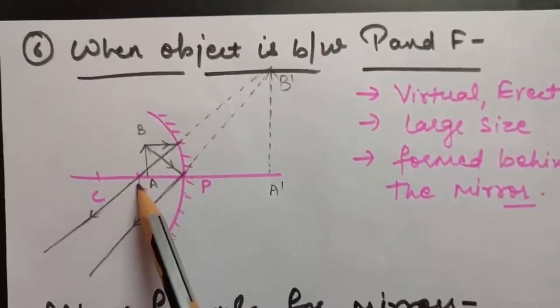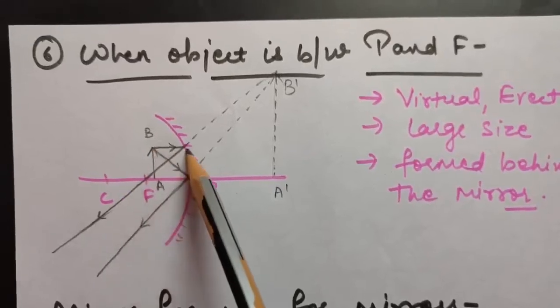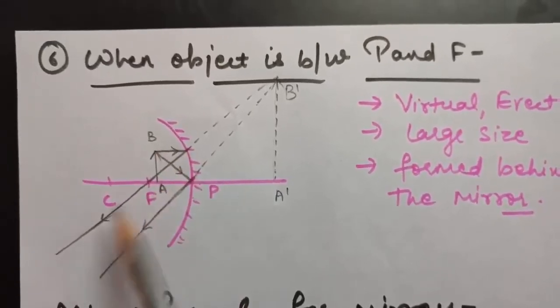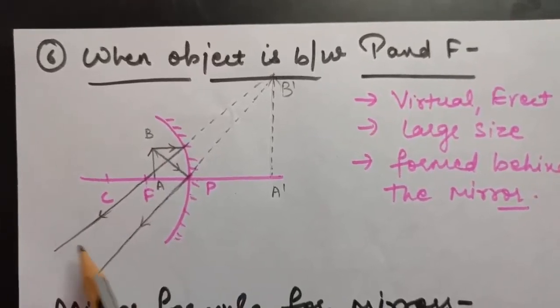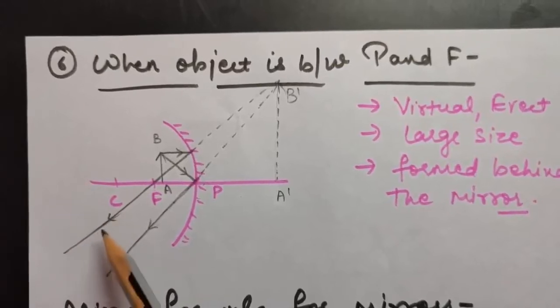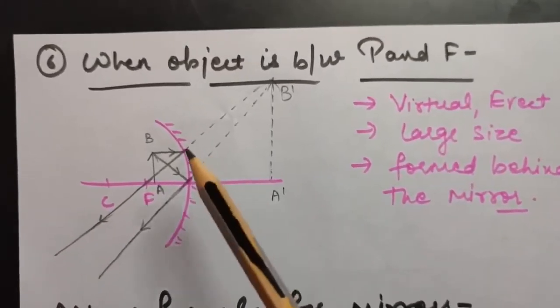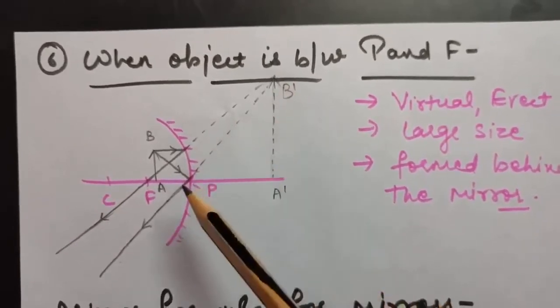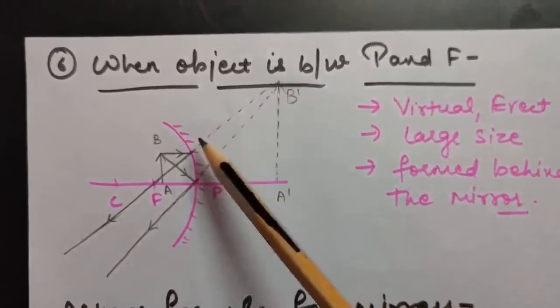Object is placed between P and F, that is this one AB. Again two rays, one parallel to principal axis passing through focus, and second will be from pole. So now these rays are not parallel, as you can see, but if you extend them in this direction, they will get apart from each other. So what we do, we extend these rays in forward direction. So when you will extend them, they will meet at this point, that is behind the mirror.